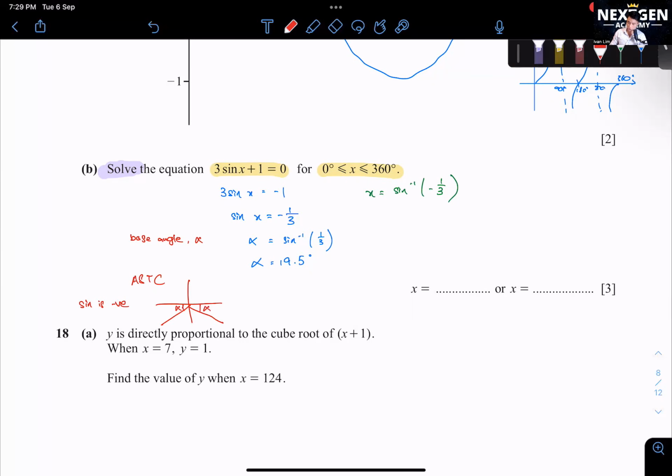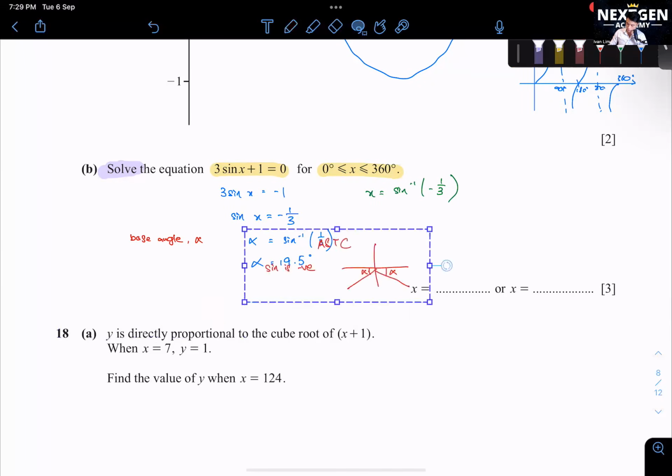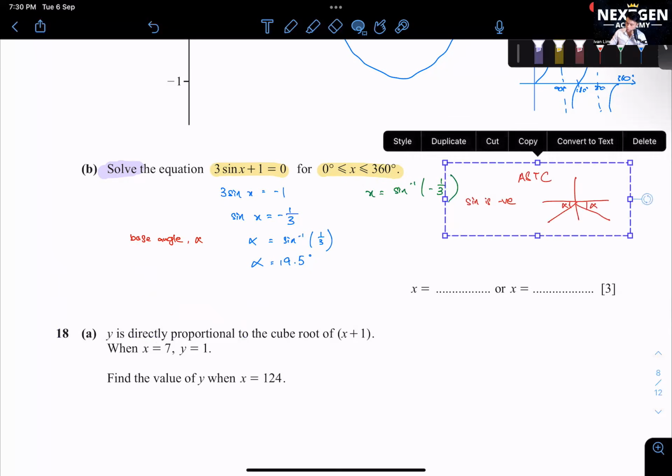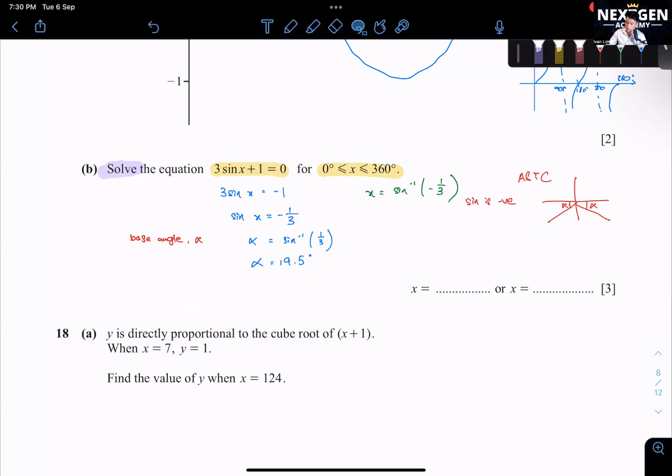For third quadrant and fourth quadrant, you all just write all this down first. If you have no idea, all this is also recapped inside the videos, so I will guide you through. If you still don't understand, just ask me. So ASTC is like this. ASTC means which trigo is positive in which quadrant.